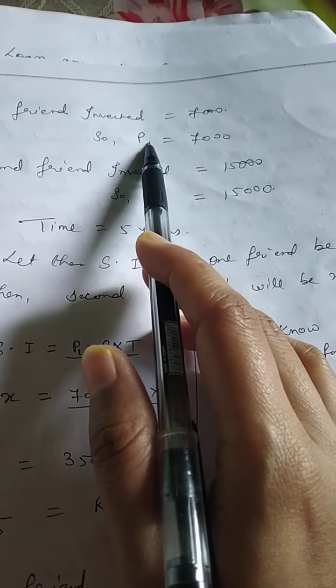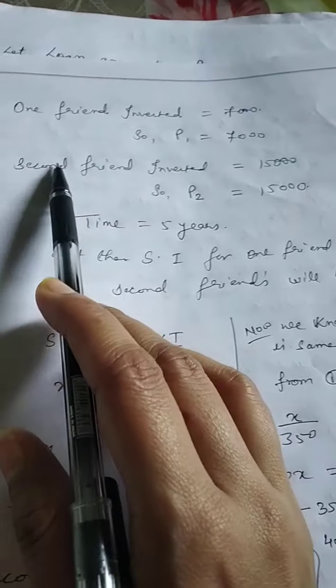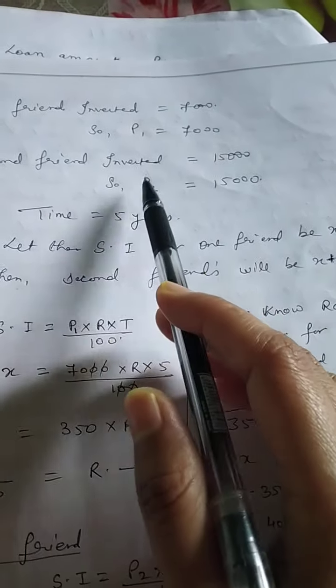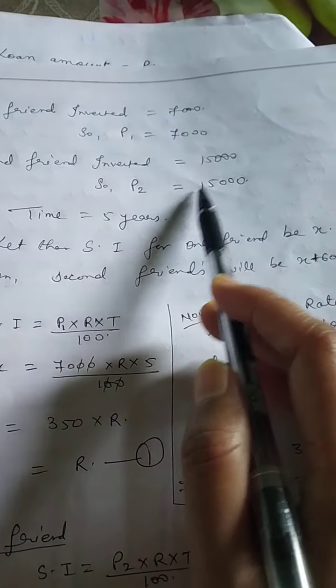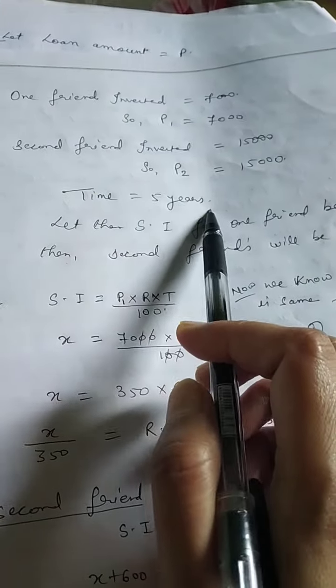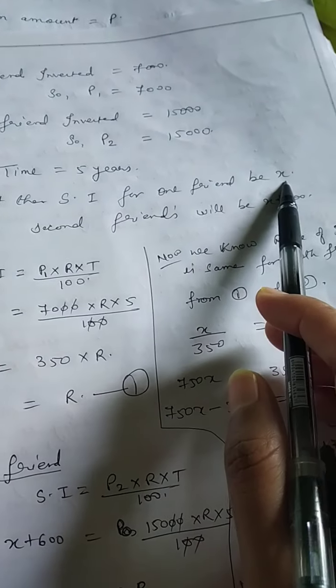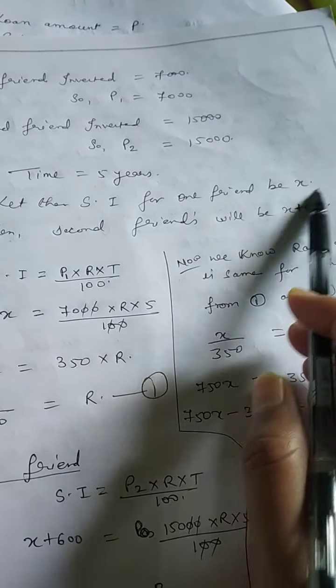First friend, we will write here P1. For the first friend, the principal amount is 7,000. The second friend invested 15,000, let it be P2. P2 is equal to 15,000. And the time for both friends is 5 years only. Let the simple interest for one friend be X. We don't know the simple interest, so we will let it be X.